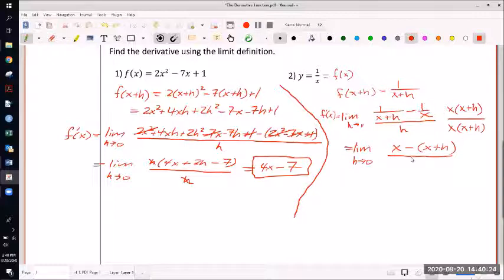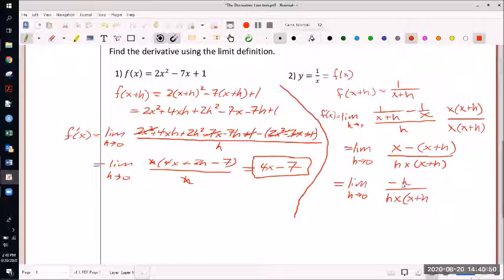In the numerator, the denominator, I'm just going to leave as is. That's h times x plus h. Just multiply straight across. Okay, now take the limit as h goes to 0. X minus x, those cancel out. The negative sign distributes here, and I get a negative h over the denominator, h times x plus h.